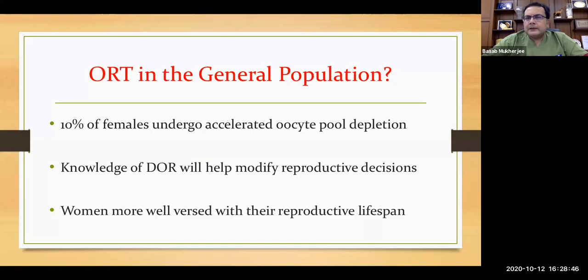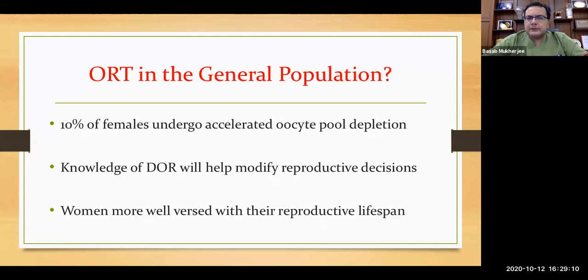So can an ovarian reserve test help a woman to assess her biological clock, or how long she will be able to reproduce naturally, and would that be helpful if you do them in every woman at the age of 25 or 30? Does it work that way? So 10% of women, we know, undergo accelerated oocyte pool depletion.